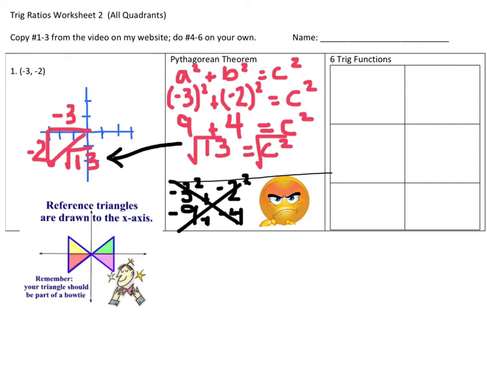Now, where is Pac-Man? Where is your theta, your reference angle? The reference angle, theta, is at the origin. It's always at the origin. So there's where your Pac-Man goes, and that will just help you label your sides. So we know that the root 13 is your hypotenuse. And since -2 is opposite Pac-Man, that would be your opposite side. And the one that's left is your adjacent side.